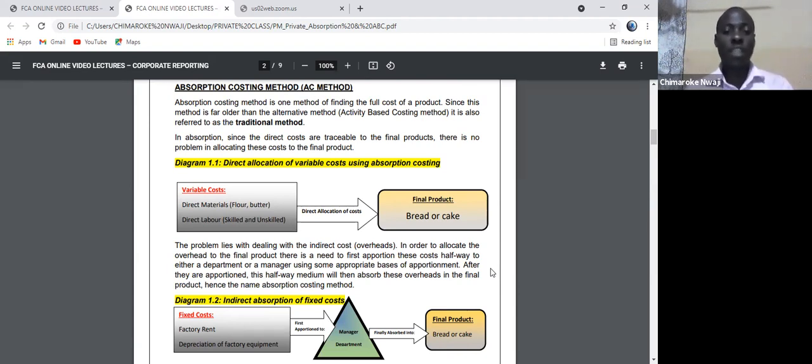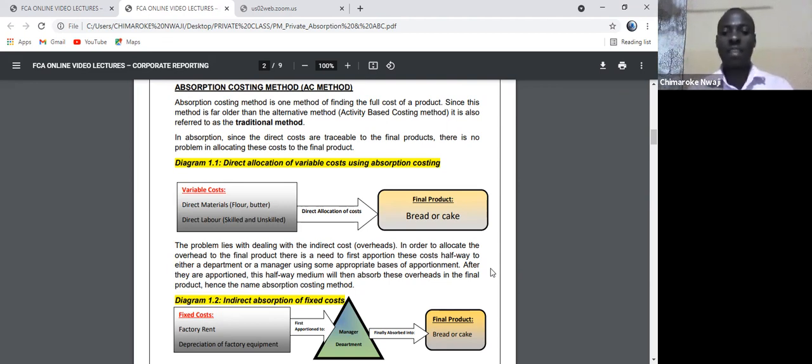producing. So if you look at the chart here in diagram 1.1, the direct allocation of variable costs using absorption costing, we see all the variable costs, which are flour, butter, egg, all these things used in making bread. You can throw them directly into the product. You can trace them there, and so you can apportion them there. It is called direct allocation of costs. So you see there that direct material, direct labor are directly allocated to the final product. So when it comes to variable cost, there is no problem.